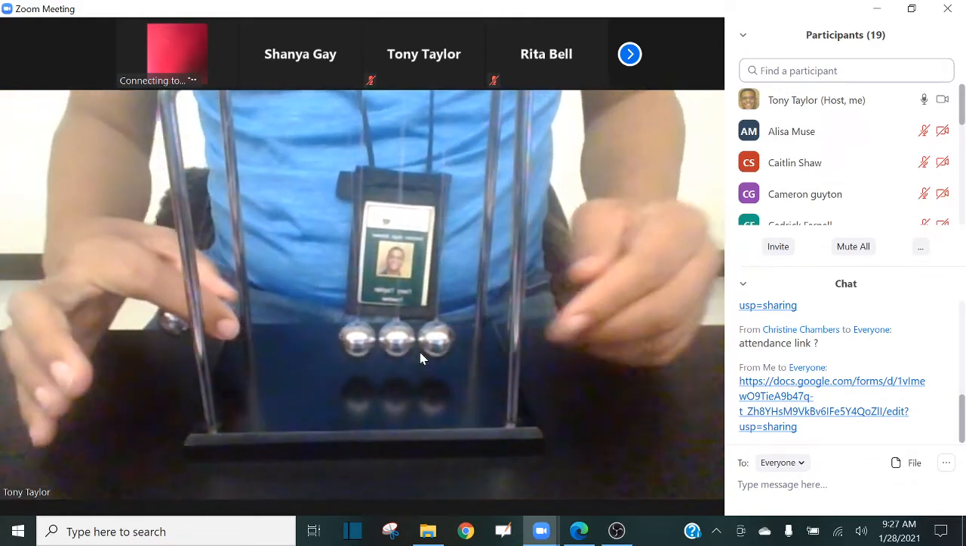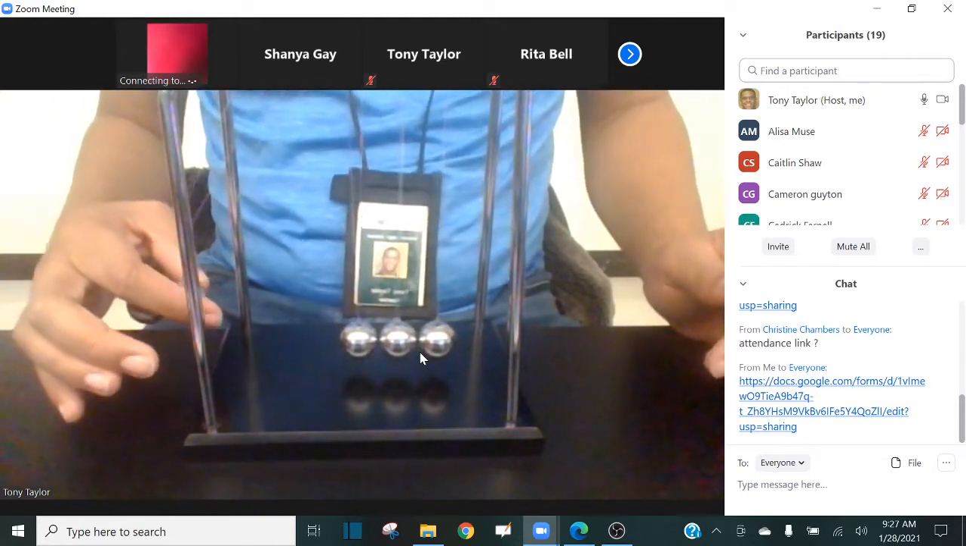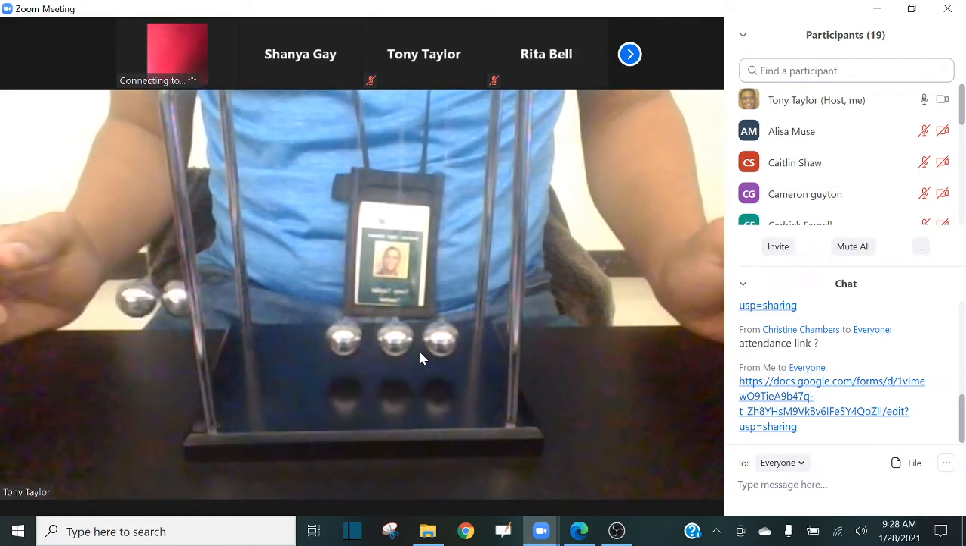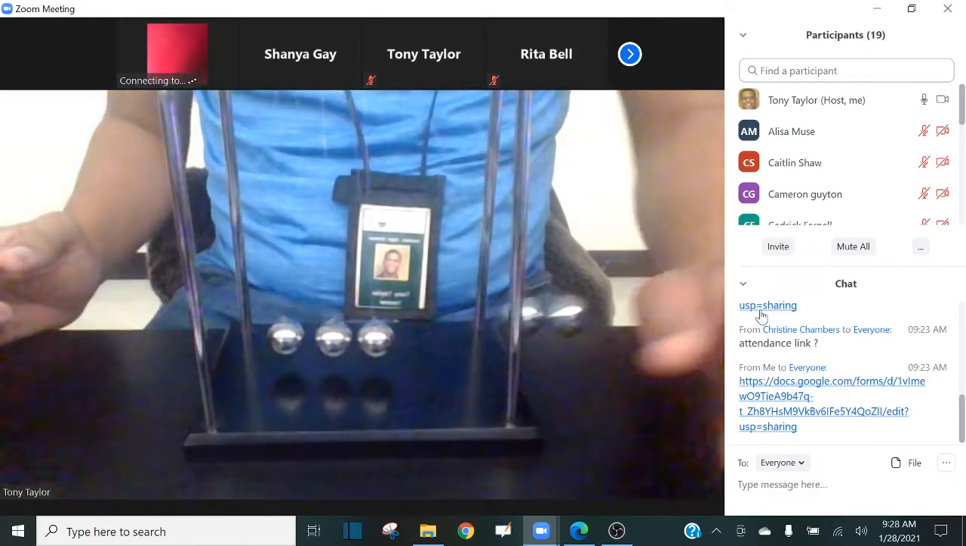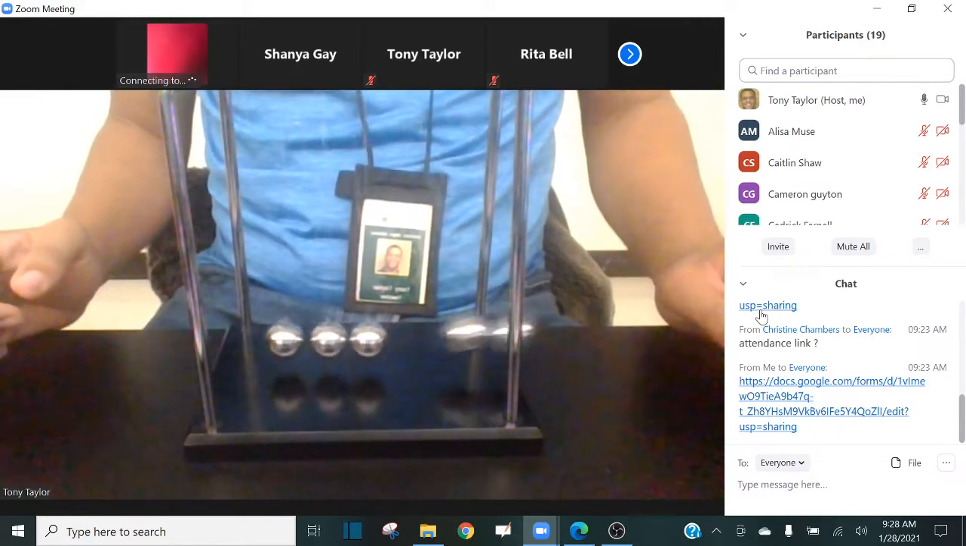What if I take two balls? So what if I increase the mass of the system? I've increased the system's momentum. So if two balls go in, notice two balls come out the other end.